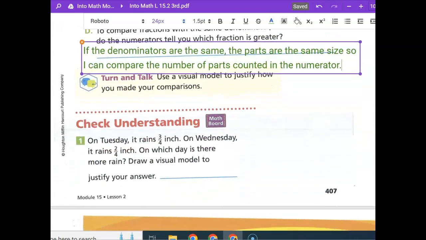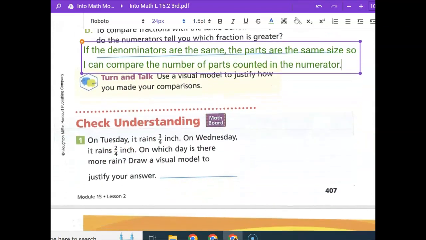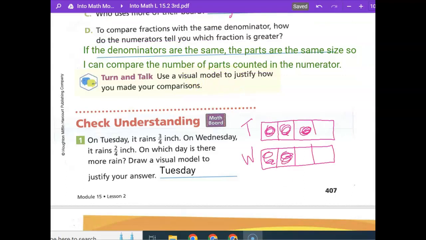Okay, come back to your check your understanding. I want you to do the check your understanding and then come back and see if you did it correctly. Now it says draw a visual model, so don't forget to draw a visual model. Okay, so you can see my visual model. I divide my bars into fourths. I've shaded in 3/4 up there by the T for Tuesday and 2/4 for Wednesday. So we know that the question was on which day was there more rain? Tuesday.